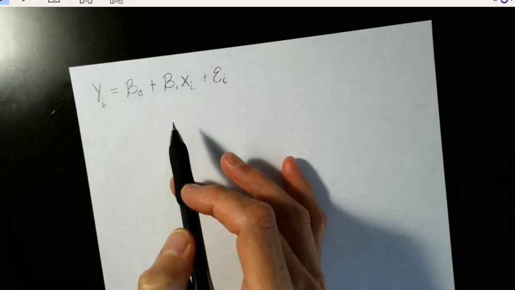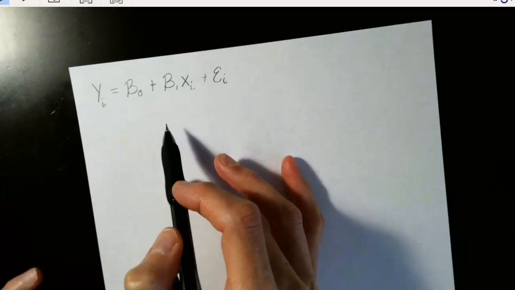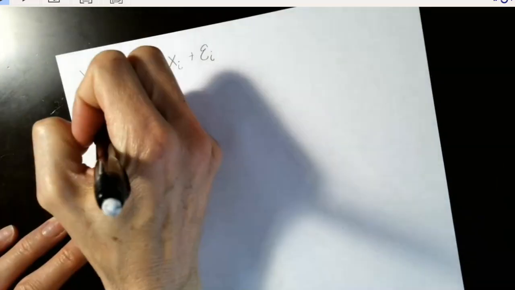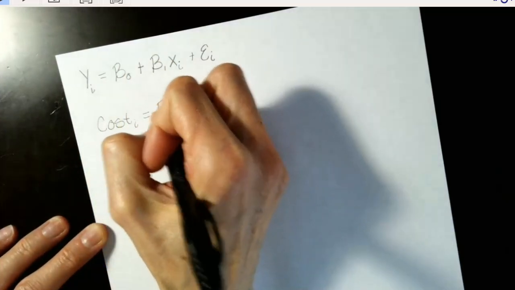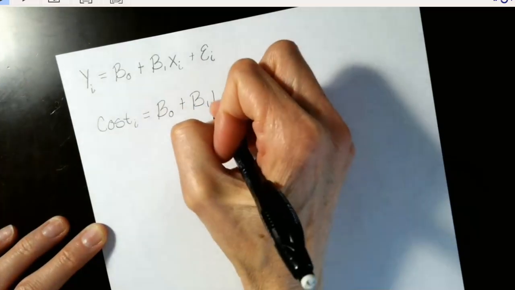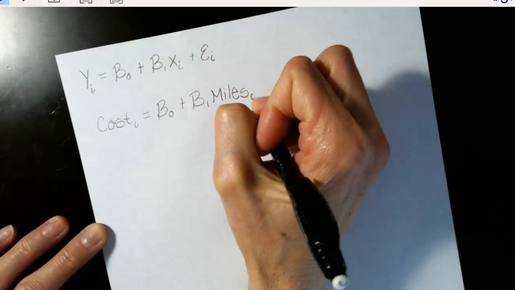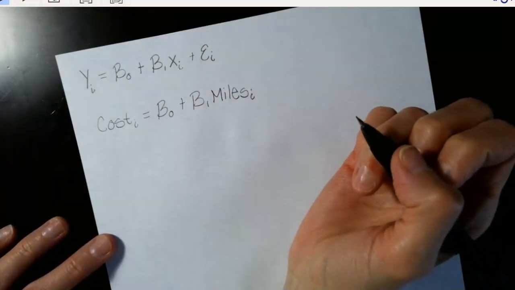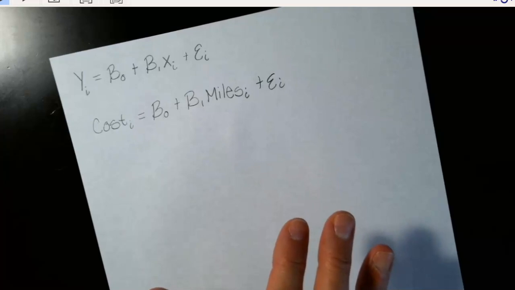So now if we are going to write this with the specific example we're looking at, it would look something like this. We would have our cost, and then the subscript i equals beta naught plus beta 1. And then for x, we're going to just write the word miles, because that's what we're looking at. And then we're going to put our subscript in there plus our error term. So that's what it's going to look like first.